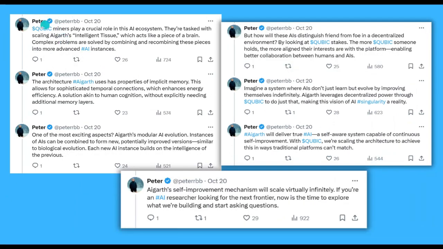Then Peter goes on to say, Qubic miners play a crucial role in this AI ecosystem. They're tasked with scaling Aigarth's intelligent tissue, which acts like a piece of a brain. So the crucial role is that they provide computational power to scale the intelligent tissue. Complex problems are solved by combining and recombining these pieces into more advanced AI instances. So basically, they're taking all these different artificial neural networks that have been created, and then they combine and recombine them into something more advanced that can solve better problems, and should grow exponentially through this.